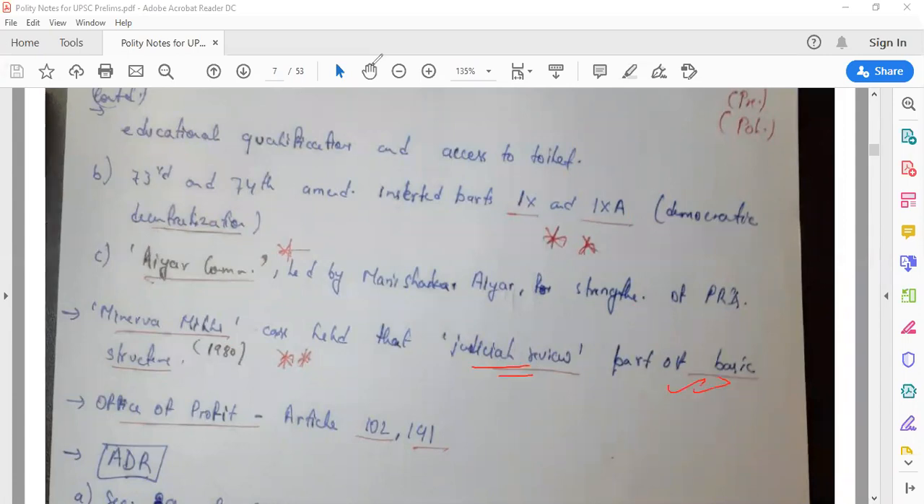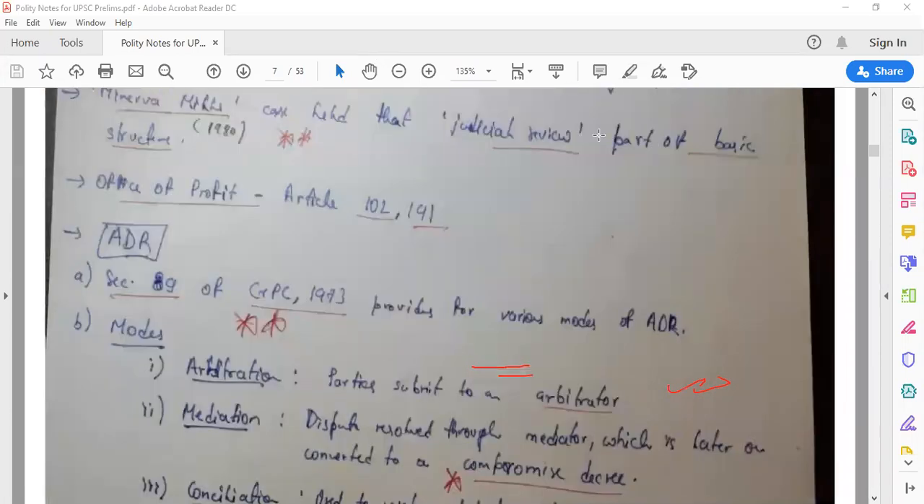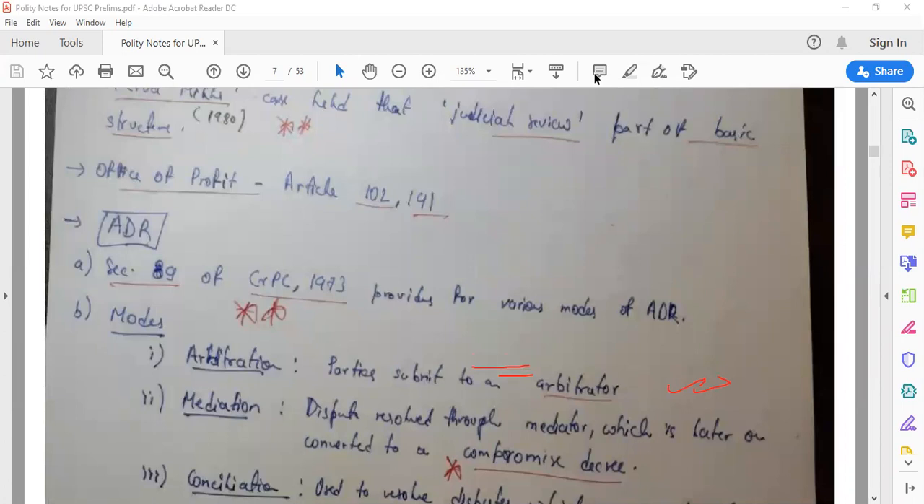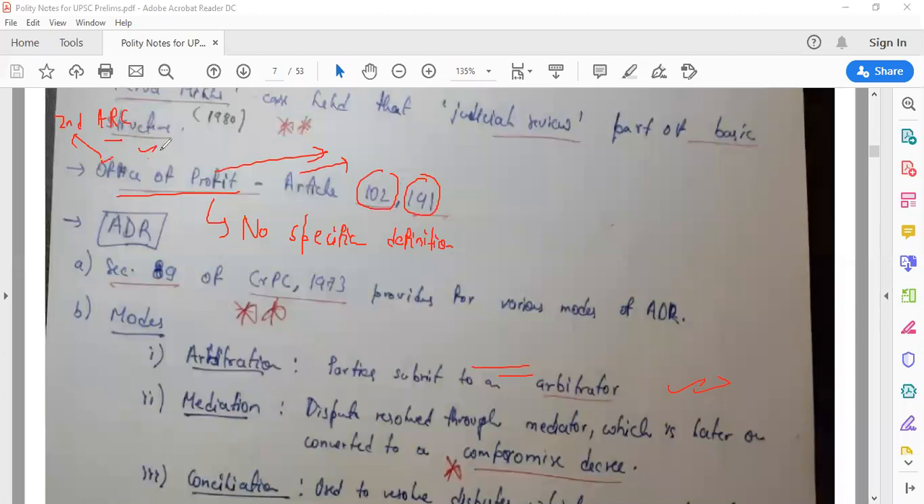Now, office of profit, again, they have given a direct question on this. This office of profit scenario is important. Which particular articles in our Constitution deal with office of profit? Articles 102 and 191 deal with office of profit, but there is no specific definition. This has been explained in detail in the Second ARC Ethics and Governance report, which talks about how you need to have a proper definition for office of profit. You can go to my Second ARC videos, or see the Second ARC Ethics and Governance report, which will help in understanding. So remember, no specific definition of office of profit.